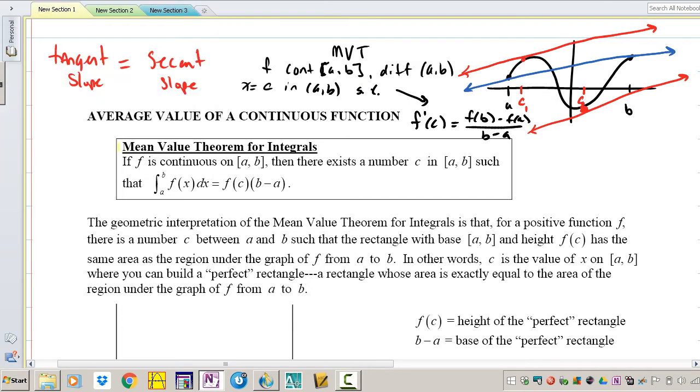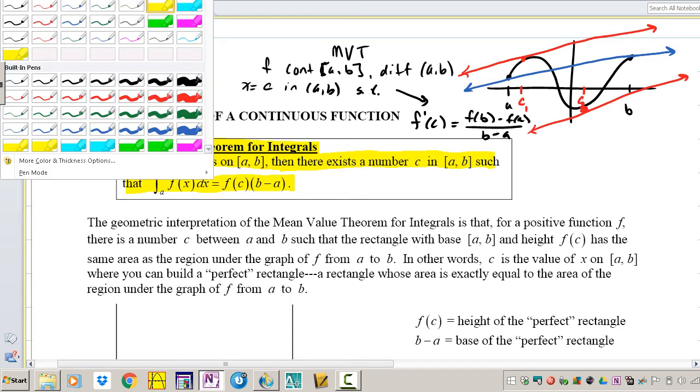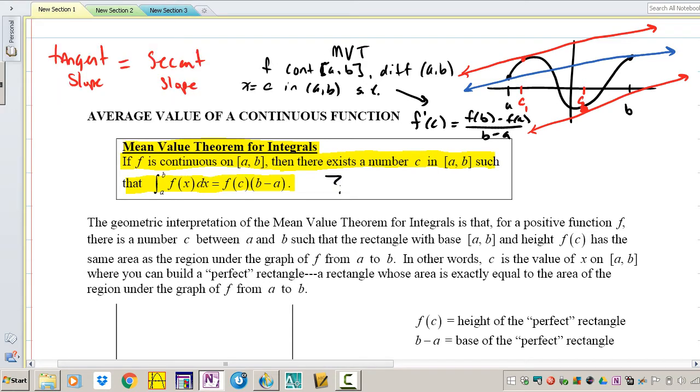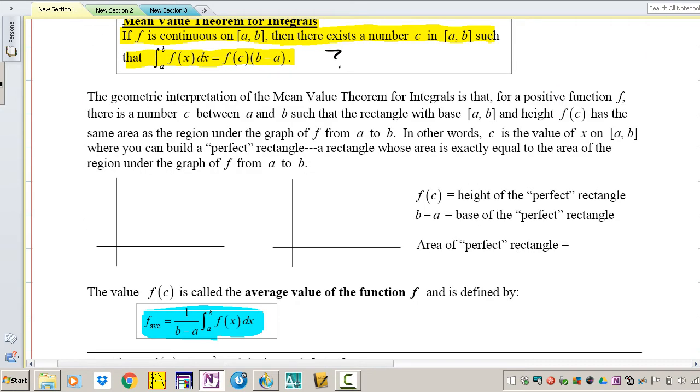Let's go ahead and read. The mean value theorem for integrals says that if f is continuous on a closed interval from a to b, then there exists a c in a to b such that the integral from a to b of f of x dx is equal to f of c times b minus a. Now, this probably did not make any sense to you guys, but I'm going to explain it below.